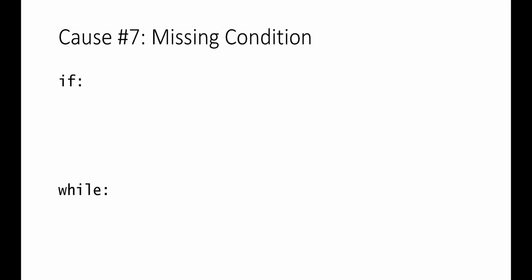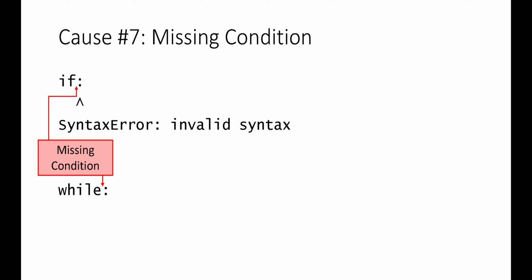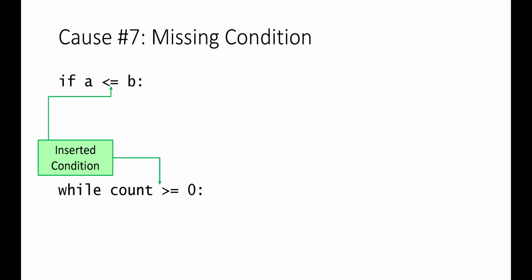Both if statements and while loops require the programmer to provide a condition that is evaluated to determine whether or not the statements that follow it are executed. Omitting this condition is a syntax error. Python indicates that the colon is the location of the error because an expression that evaluates to a Boolean result needs to be inserted between the if or while reserved word and the colon. Inserting the missing condition corrects the error.